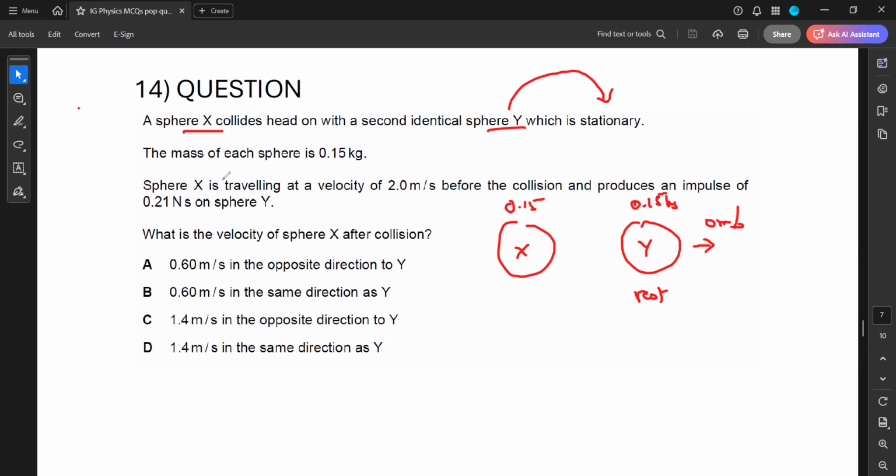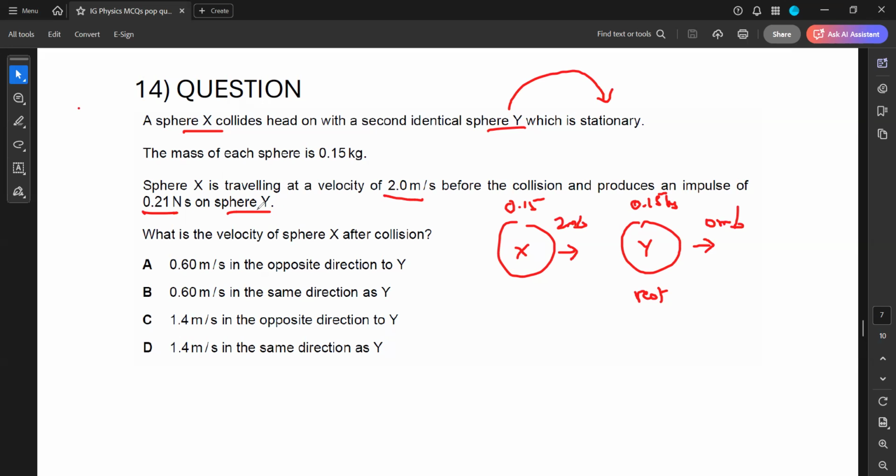And sphere X is traveling at a velocity of 2 meters per second before the collision, and produces an impulse of 0.21 Newton second on sphere Y. That means the change in momentum for sphere Y is 0.21 Newton second. What is the velocity of sphere X after the collision?